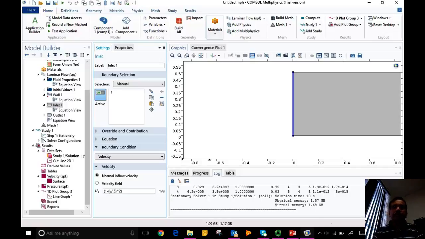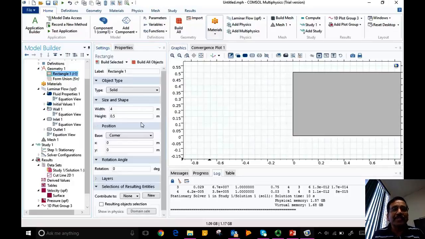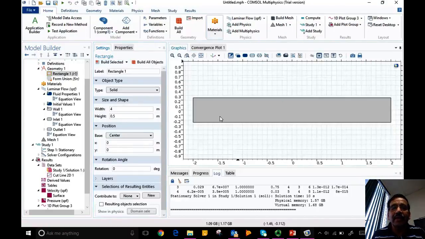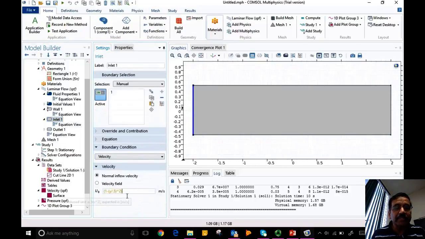Can you try this? Sure. Let's just go and change the geometry. That's easier, right? So instead of the corner, let's put it at the center and build it. So it's going from minus 0.25 to 0.25. And you can make the height 1. Do you want to make the height 1? It makes it even easier. Right, okay. And then you go to the inlet and replace this by 1 minus y squared.